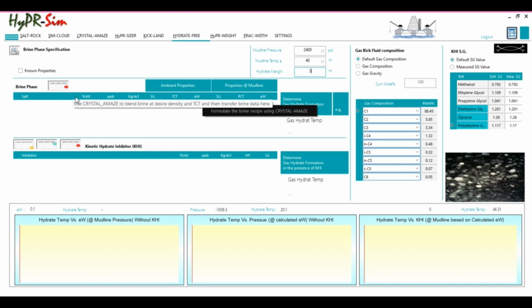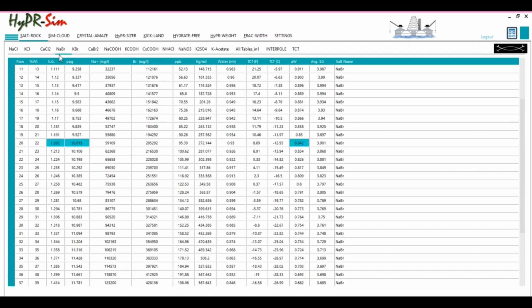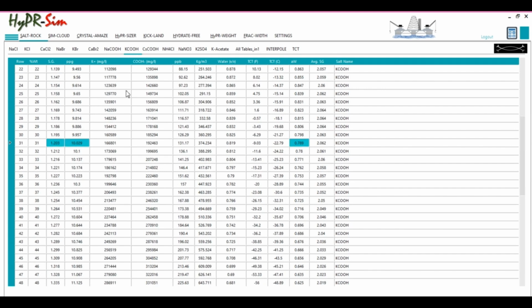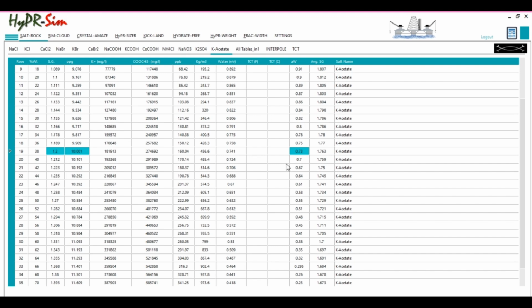Referring to salt tables, the lowest cost brine with a density of 10 ppg is sodium chloride, which delivers a water activity of 0.763. Other brines, such as sodium bromide, sodium formate, potassium formate, and sodium nitrate, have similar or higher water activity at 10 ppg, except for potassium acetate, which delivers a water activity of 0.73.